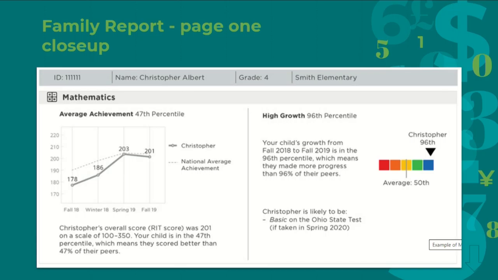So here's a close-up of the charts. As I said, on the left is the achievement score. The solid line is your student's RIT scores over time. The dotted line is the national norms over time. You'll notice they give you a percentile. This particular student is in the 47th percentile, which means he's scoring better than 47% of his peers across the nation. As you move off to the right, that is your growth score. This particular student's growth score is in the blue range, which means he had high growth, and it means that he has grown more than his peers across the nation since the last test. Next slide.